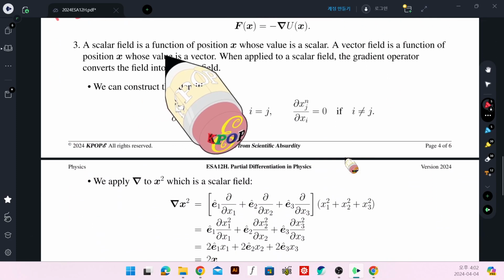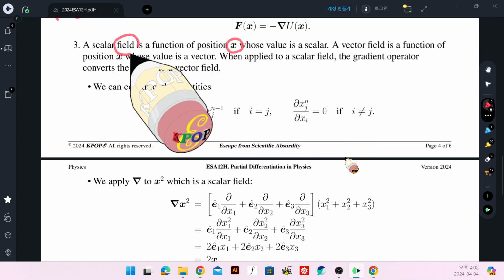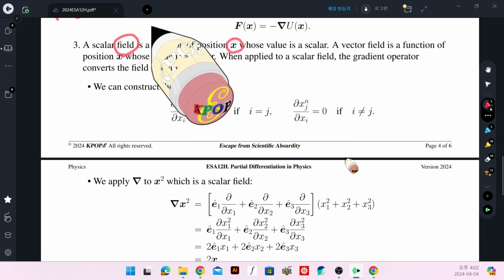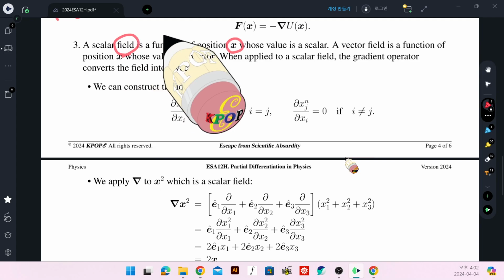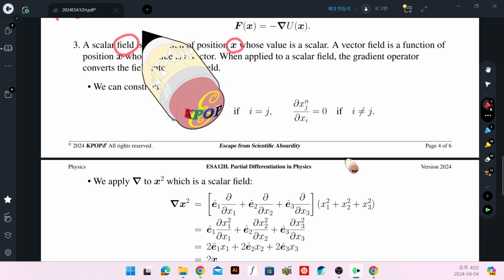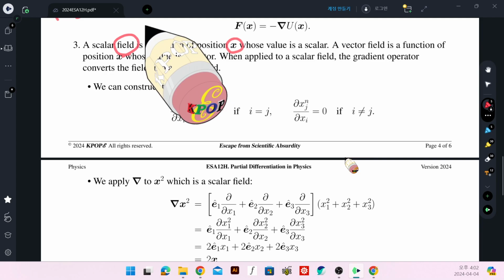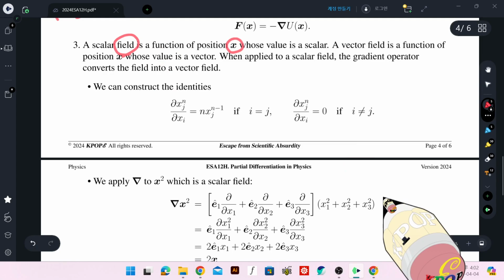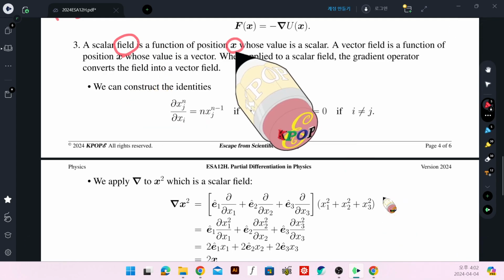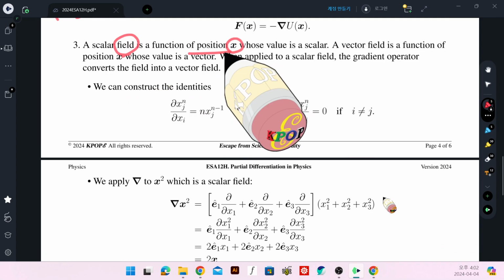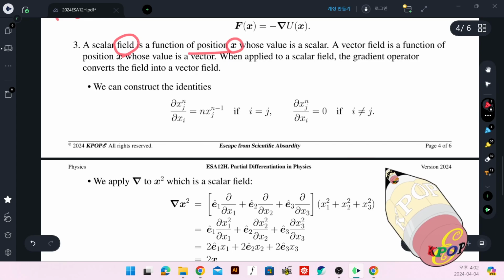A scalar field is a function of position. Field in physics is not a field in mathematics. A field in mathematics is just like the real numbers when you define an algebra, but we don't care about those mathematical fields. Electric field and gravitational field are physical fields, and in physics, a field is a function of position, and position stands for the three-dimensional space coordinates.